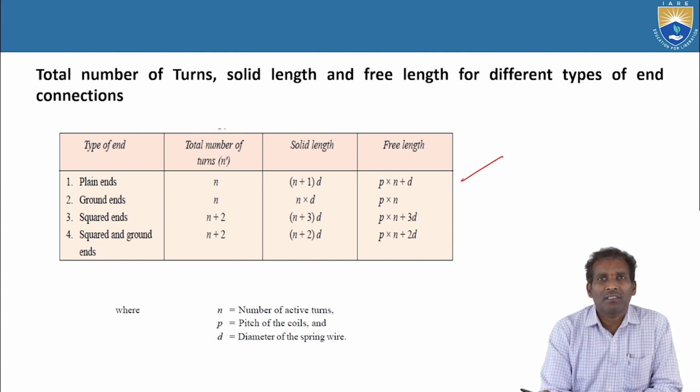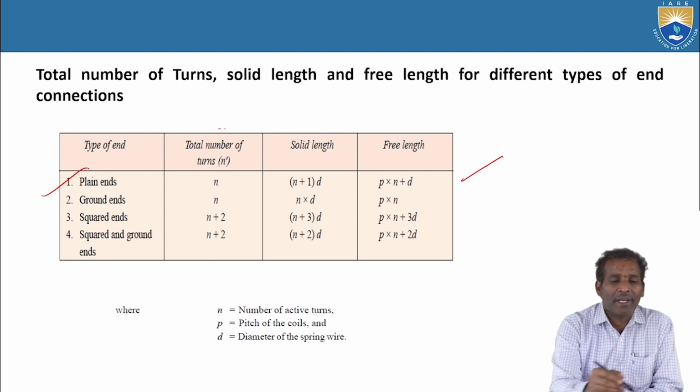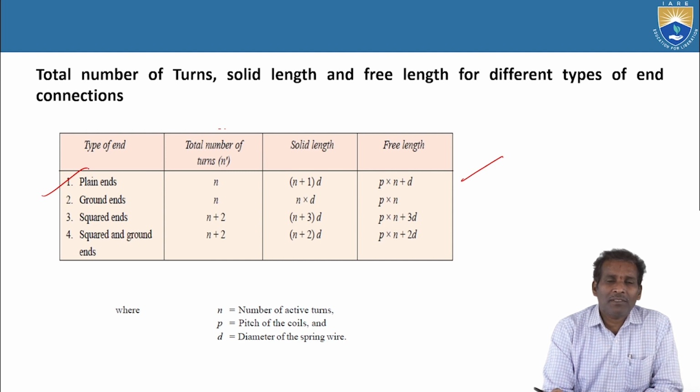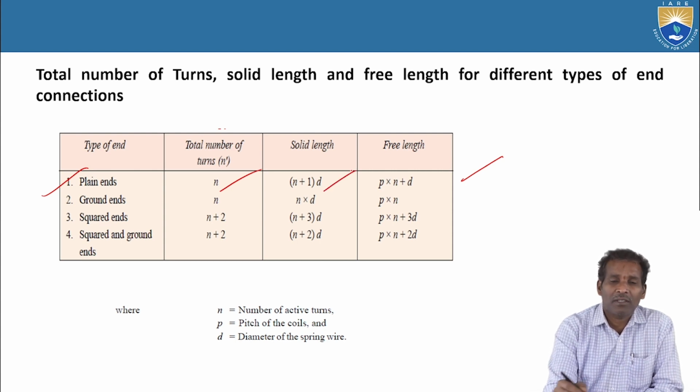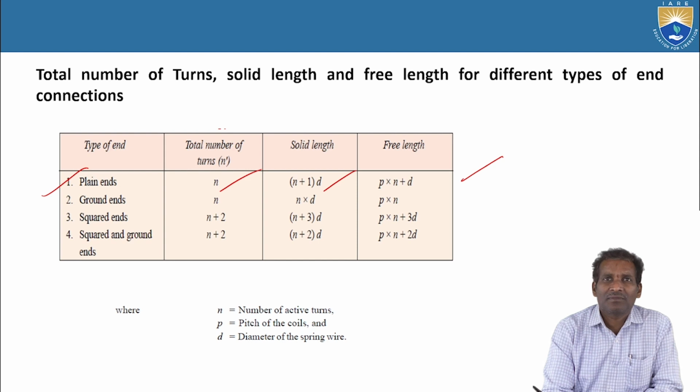Total number of turns, solid length, free length for different types of end conditions. First one is plane end. The type of end is plane end. The total number of turns are n only. The solid length is n plus 1 multiplied with d. Generally the solid length is n multiplied with d, but in this case, for plane ends, you have to add 1, as per present standards.